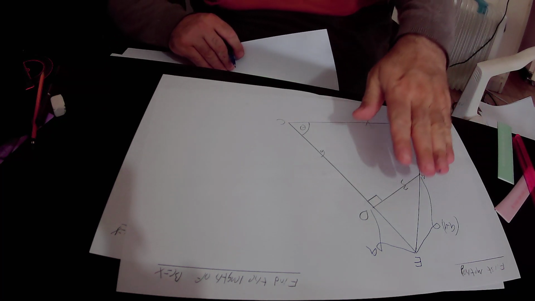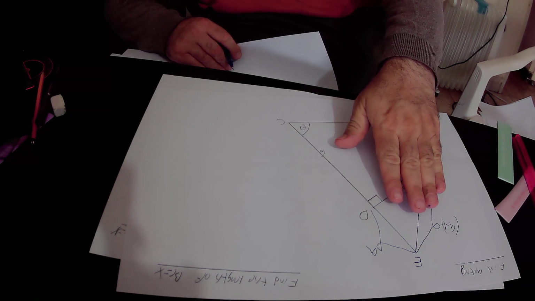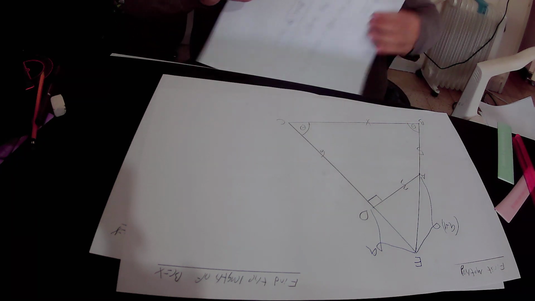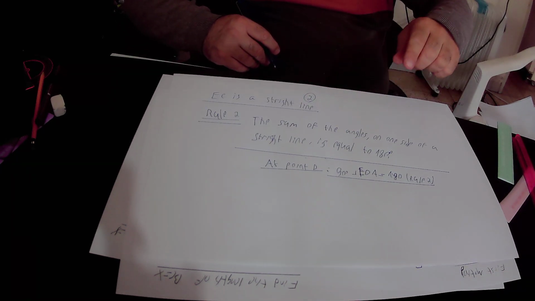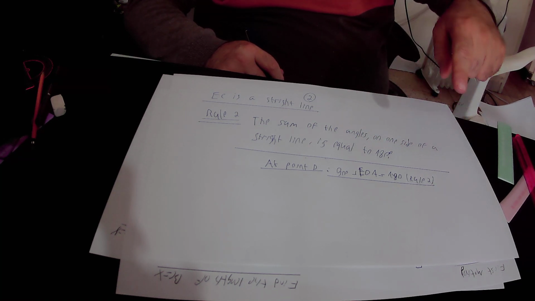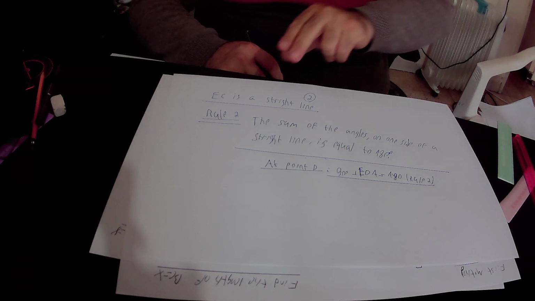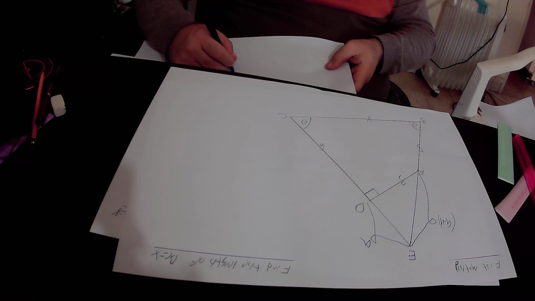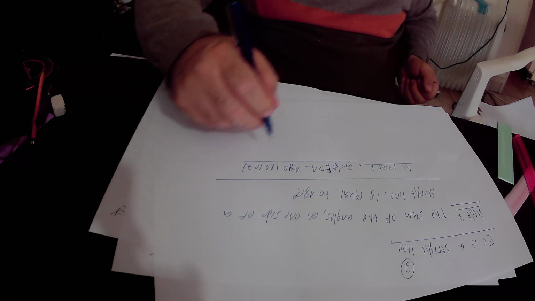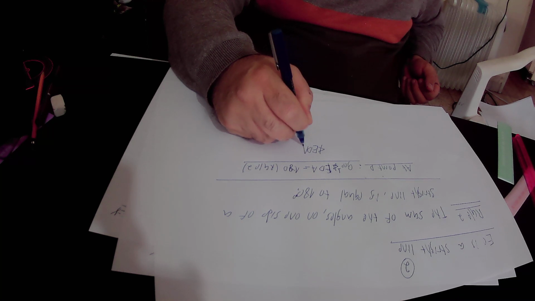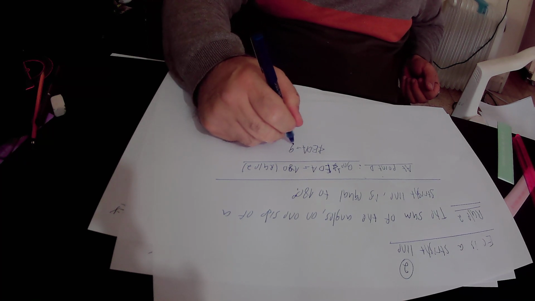I'll repeat again, if we focus on this side of the straight line EC at point D, then the sum of the angles here must be equal to 180 degrees. That is to say, at point D we have 90 degrees plus angle EDA. In total, the sum of those two angles must be equal to 180 degrees according to rule number 2. Okay? So we subtract 90 degrees from this equation, and we get that the missing angle EDA equals 180 degrees minus 90 degrees, which is 90 degrees.